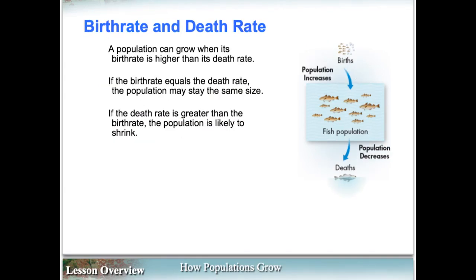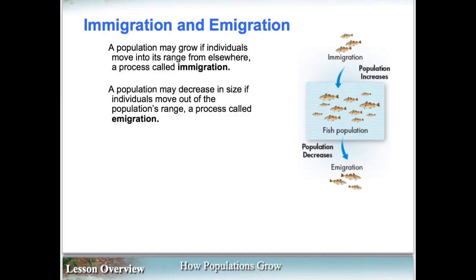If a population's birth rate is higher than its death rate, then you're going to get an increase in population size. If the birth rate equals the death rate, the population may stay the same. But if the death rate is greater, you're going to have a population that will shrink. Populations can also grow from immigration, which is the movement of organisms into a population. But emigration can cause populations to decrease due to the exiting of organisms from a population.